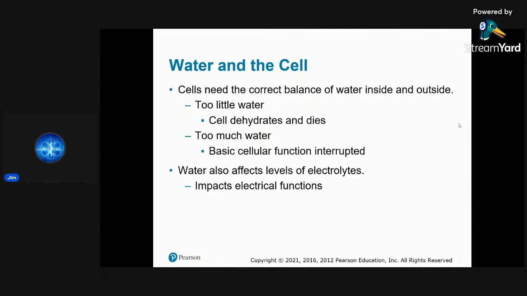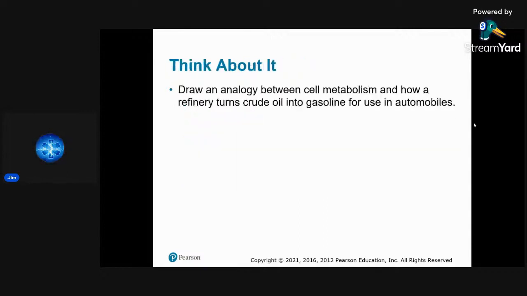The water also affects the level of electrolytes, which impacts the electrical function of the cell. For example, if your electrolytes are off balance, you may feel weakness, may not be able to move your muscles as well because the electrical function of that cell is affected.